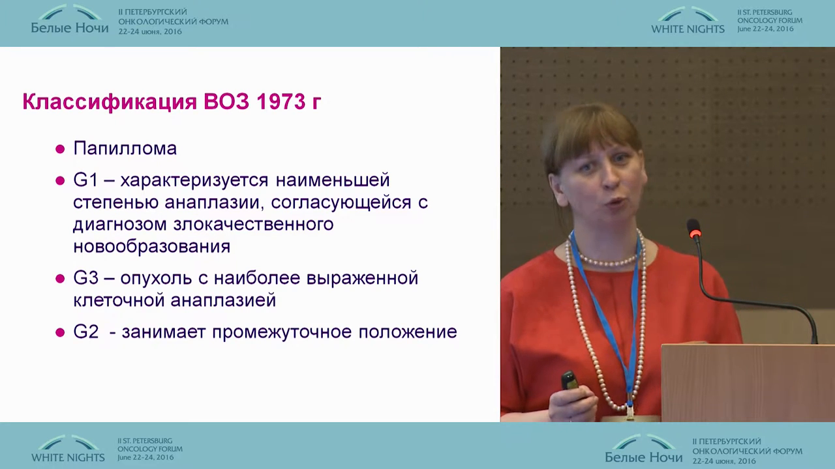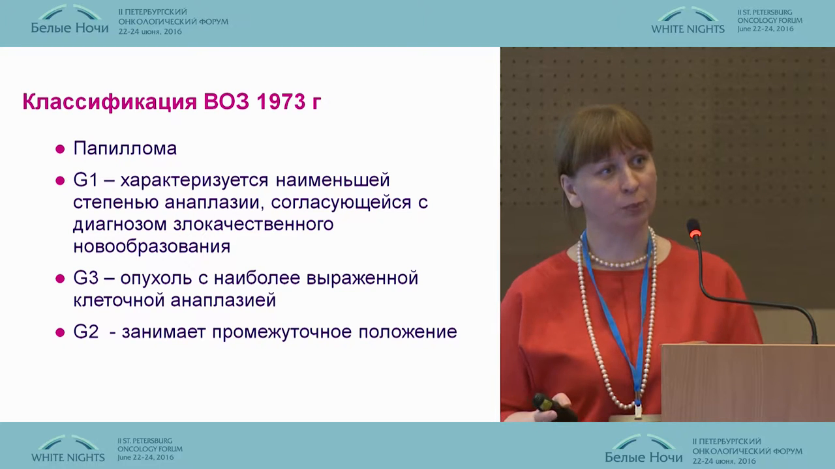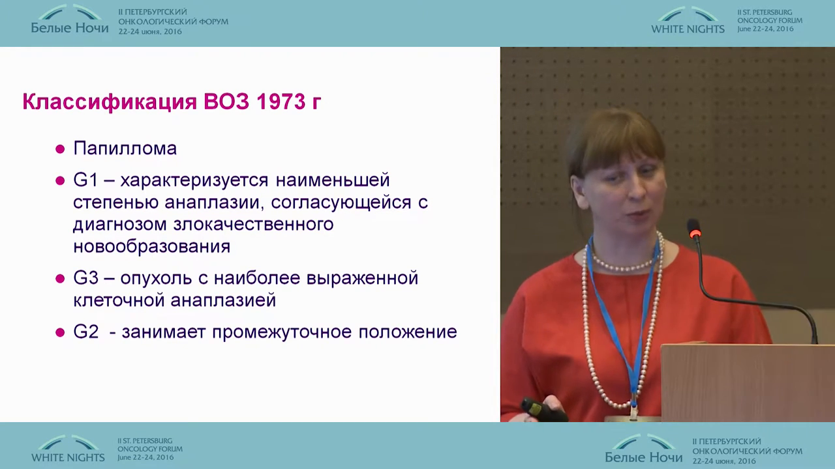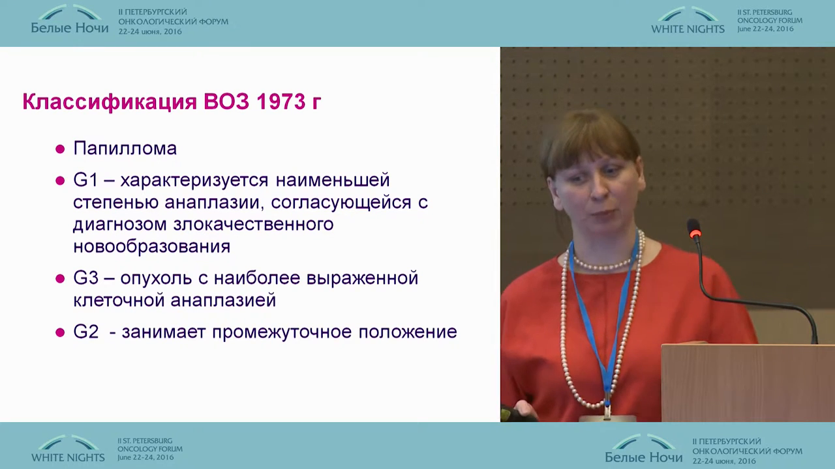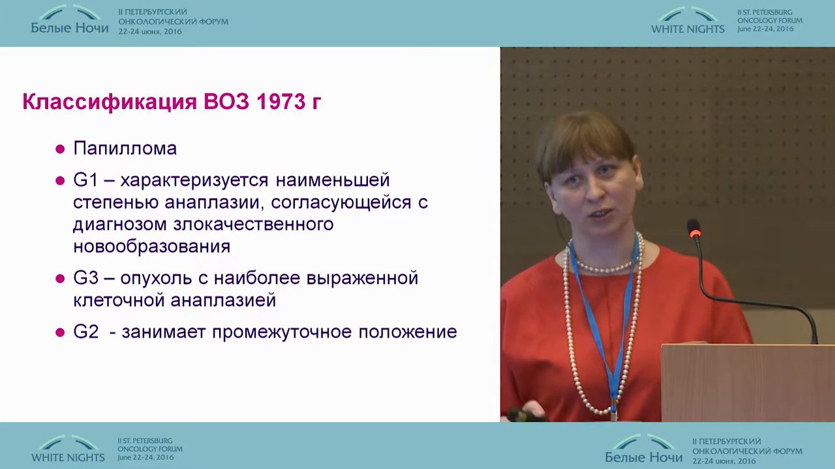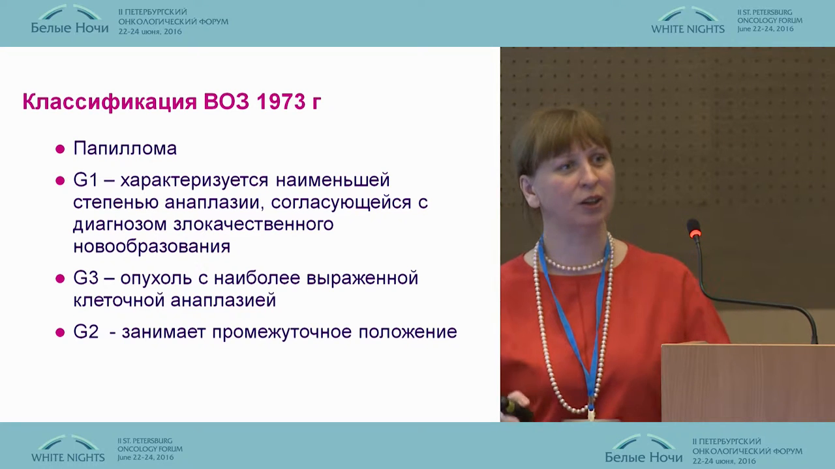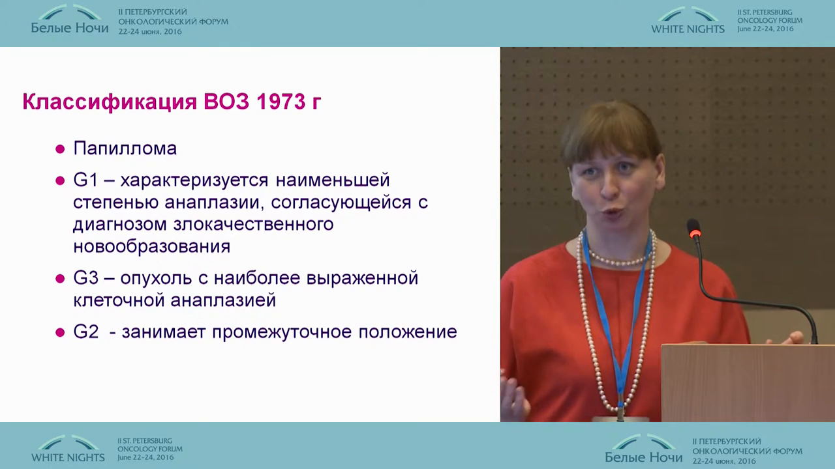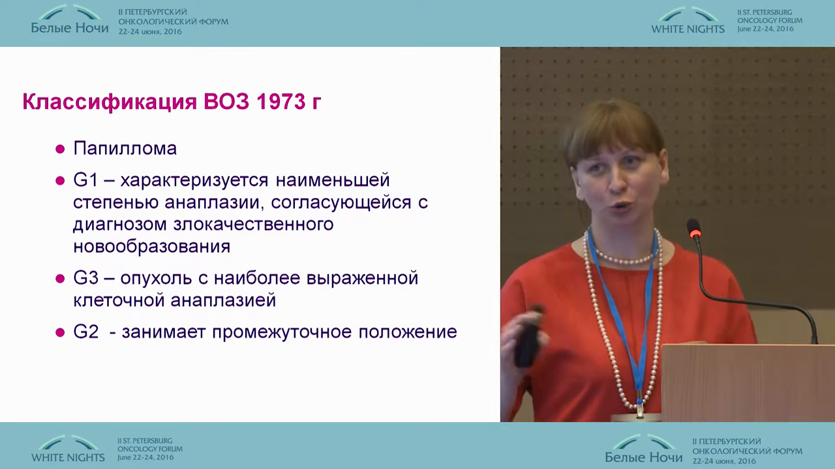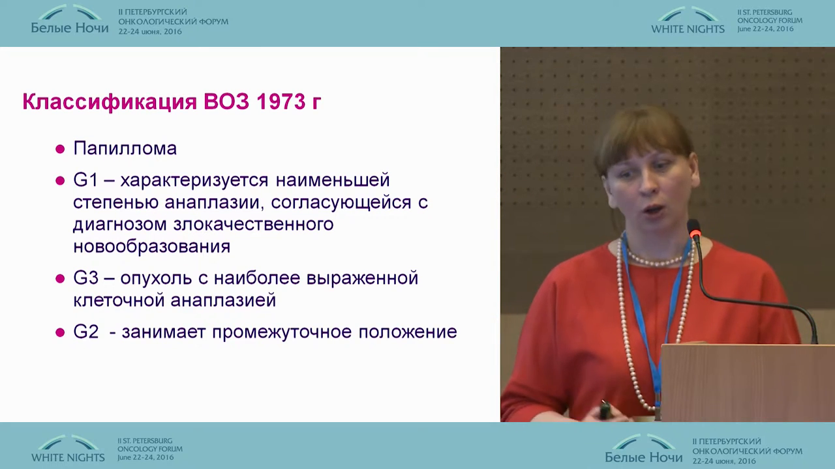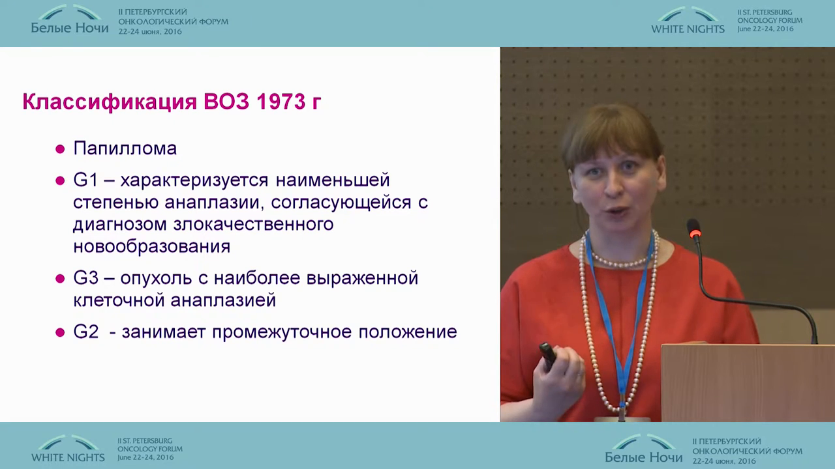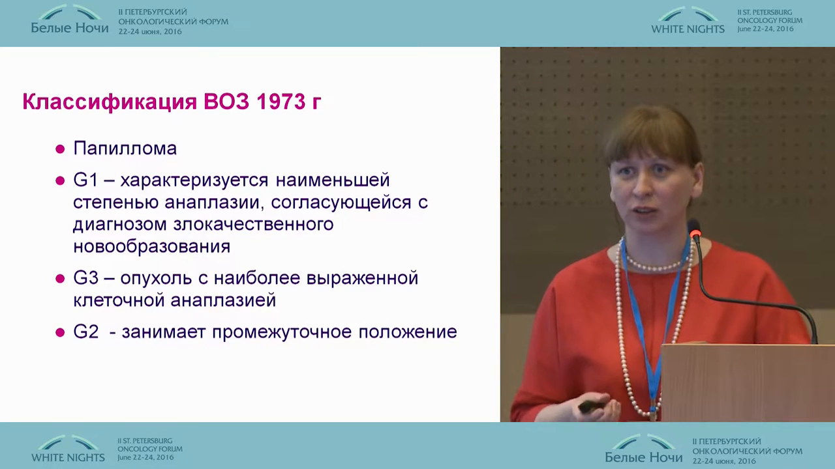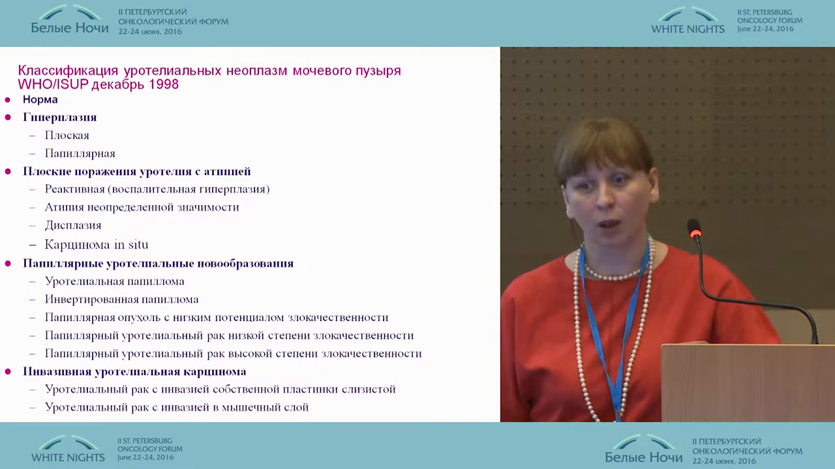In 1973, there was a simple classification that defined a papilloma and papillary cancer with three grades of anaplasia. And this is the diagnosis of a malignant tumor. There were three different types differentiated according to this classification. As you can see, there is no specific criteria why we think that this tumor belongs to this category. It is quite useful for morphologists because we just write G2 or G3 as it is convenient for us. Nevertheless, it had some importance and significance for the clinical picture, and many protocols are based on that classification.